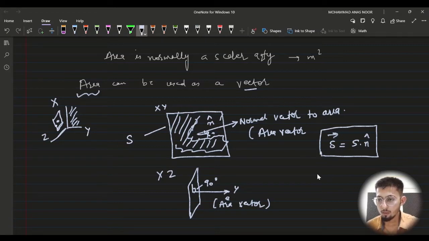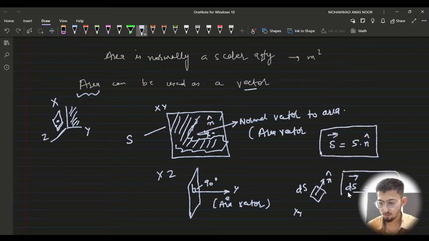Similarly, we can define a small area dS. Area is dS in the xy plane, and normal to it would be in z. This dS vector is dS times n cap. dS is a small area and S is a big area. This is what an area vector is.